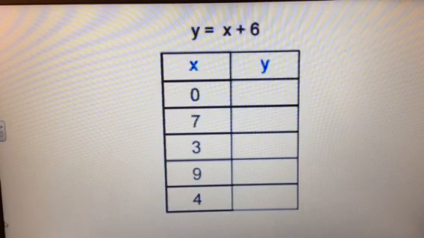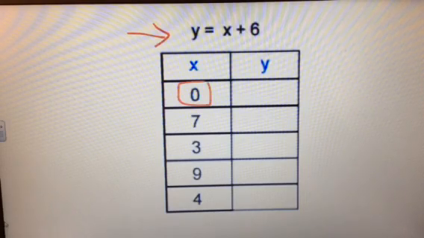In this table of values, we'll notice that we know what the x value is, but we're missing the y value. Our equation is y equals x plus 6. So if we replace the x with 0, 0 plus 6 equals 6. So I know that if I have 0 on the x, the y value will be 6.